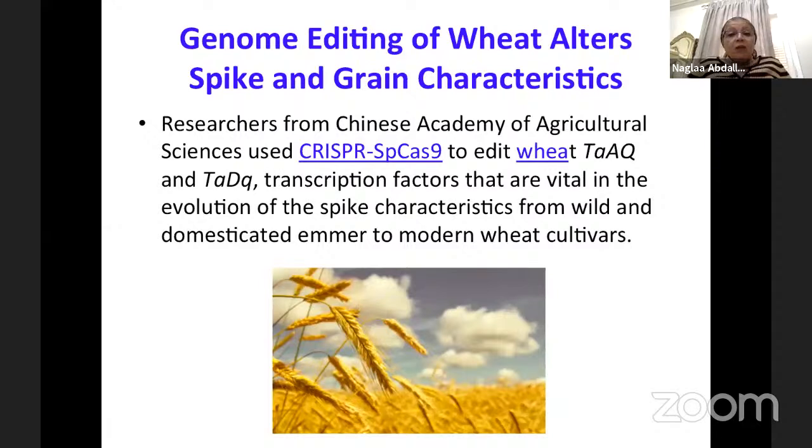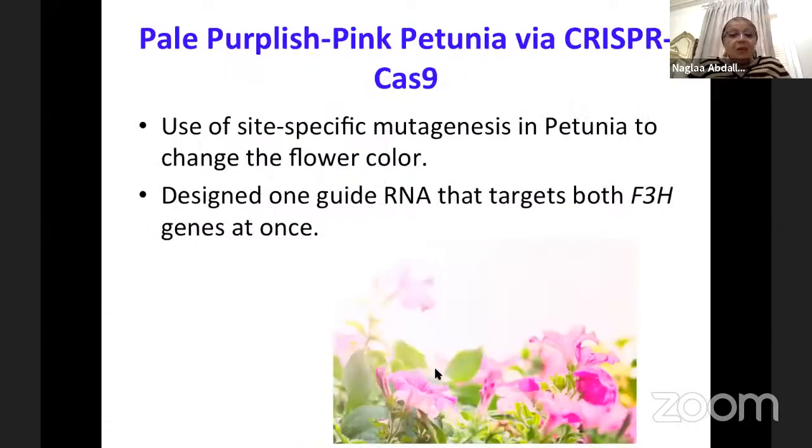We have genome editing of wheat, altering the spike and grain characteristics, and this was in 2020. It's a very new one. And also this is a nice one. I like it because it has a different color of Petunia, purplish-pink Petunia. They changed the color. This is for commercial purposes, for cut flower production.